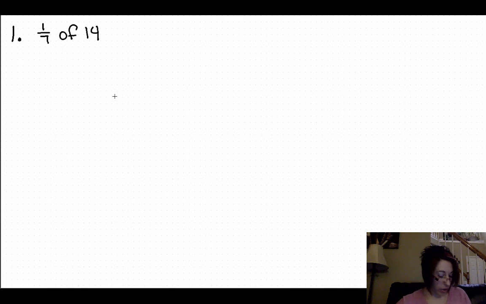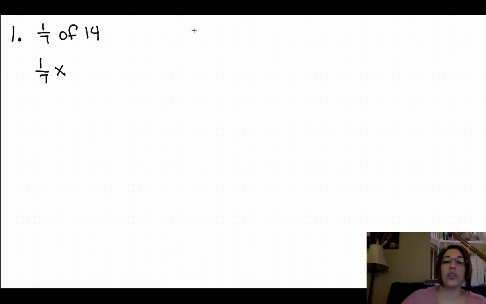So for this one, we're looking to find 1/7 of 14. So 1/7 is a fraction. In this case, of means we're going to multiply. And our first step of fraction success was take 14 and write it as a fraction.